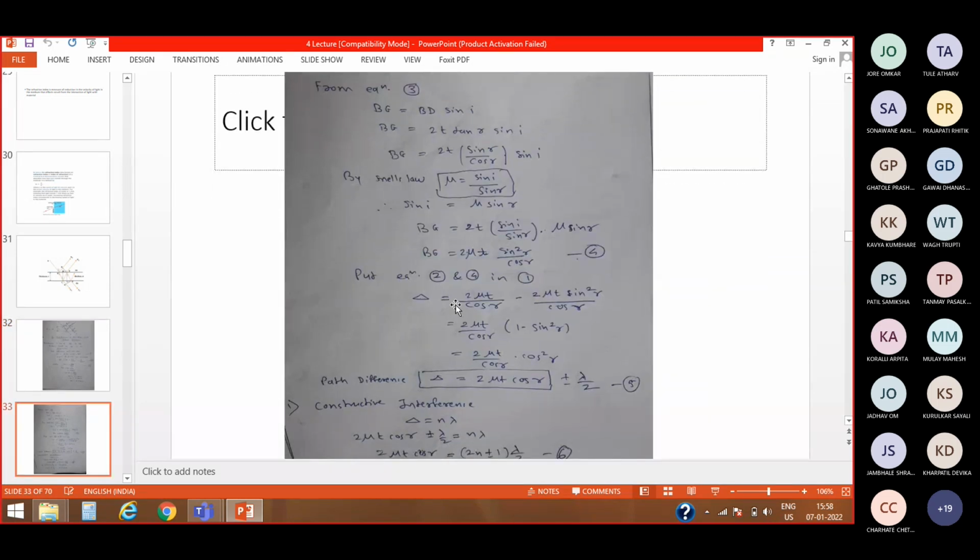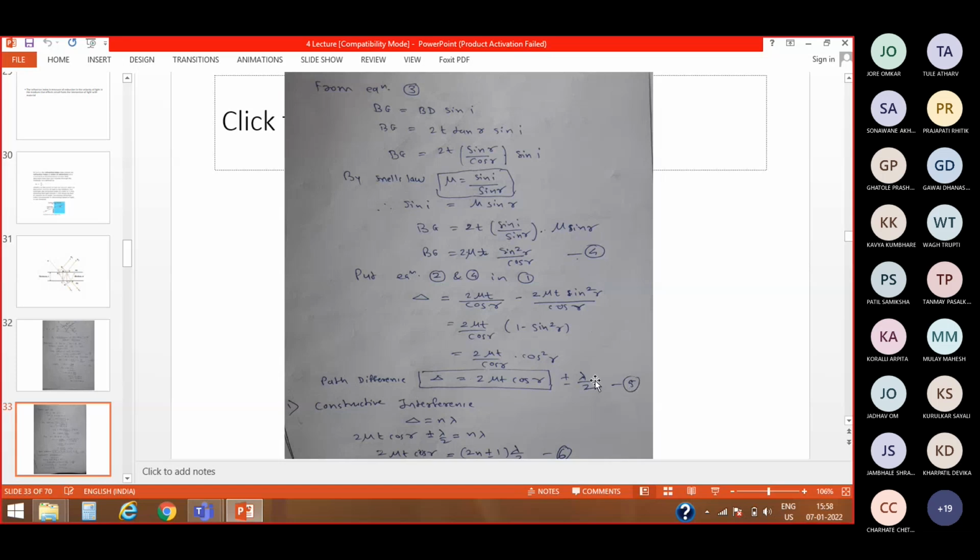Delta, that is path difference, is equal to 2 times mu T upon cos of R minus 2 times mu T into sin square R upon cos of R. I take the common terms out of the bracket. Then what I got is 2 times mu T upon cos of R into 1 minus sin square of R. But 1 minus sin square of R is equal to cos square of R. So the last equation I got, that is the path difference, is equal to 2 times mu T into cos of R plus or minus lambda by 2. So this is your equation number 5.